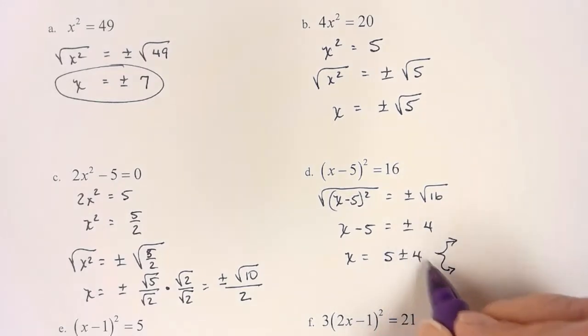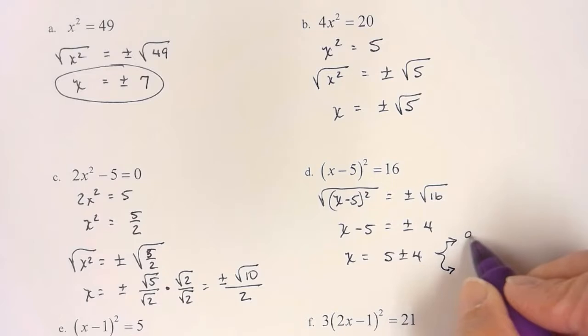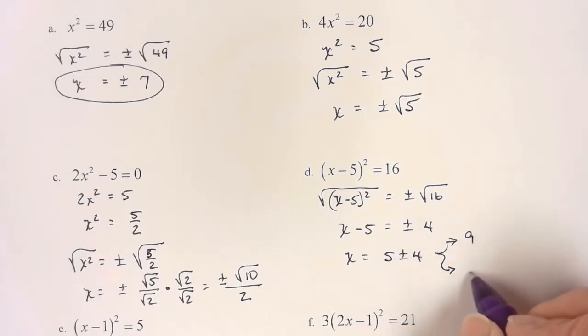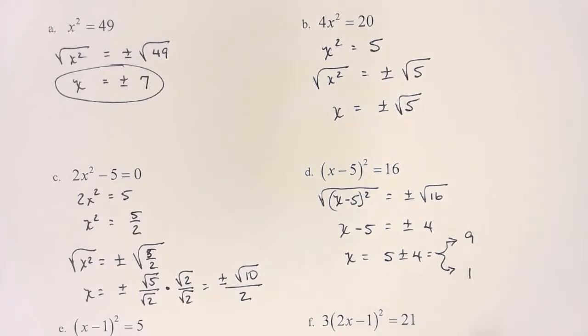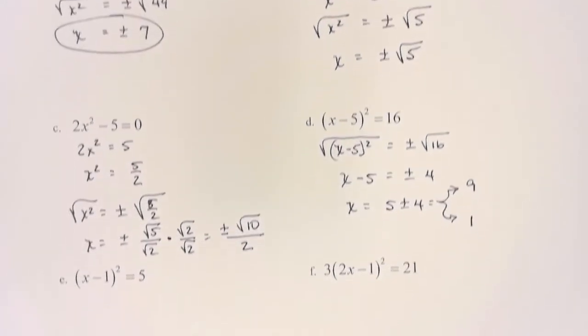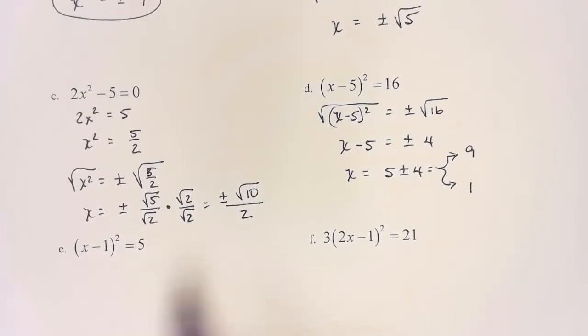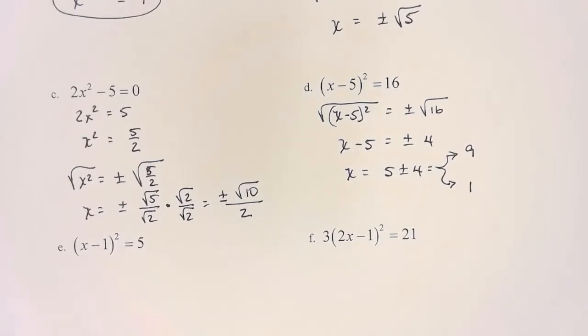So I've got 5 plus 4. That's my upper route, will give me 9. 5 minus 4 give me 1. So x equals 9 or x equals 1. Got another one similar to that one. Won't you pause me and you try this?